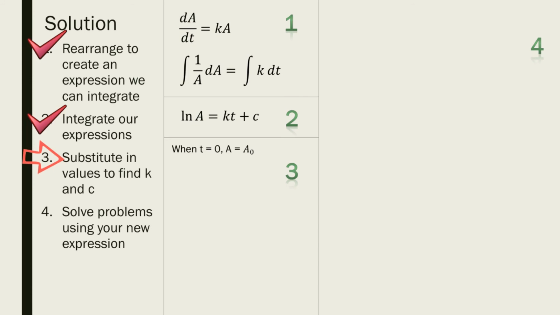So we're going to give it the initial value of A, or A0. If we substitute those values in, we get natural log of A0 equals k times 0 plus c. Once we do that, we get that c equals the natural log of A0, or whatever we decided to call it at the start. Could have been x, or whatever.